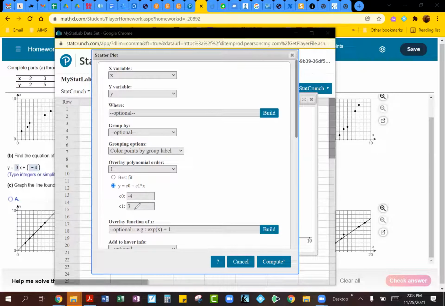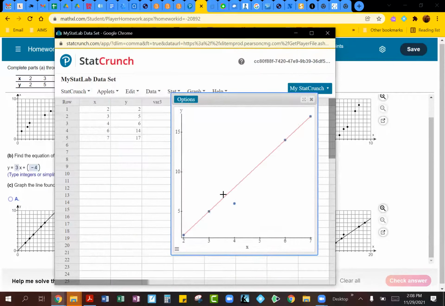So literally just pick the polynomial order, which is order 1. Type in your C0 and C1 values, and then click compute. And you will see it shows you what happens when you overlay that line on top of your scatter diagram. And in this case, we of course notice that this line is passing through 4 out of the 5 points. So only this third point is below the line, but the remaining 4 all fall on the line.